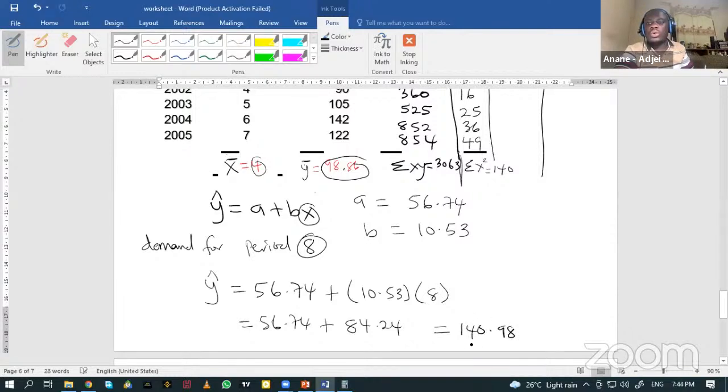So any period that you are asked to calculate its demand, if it is period 9, all you need to do is just substitute 9 here. If it is period 10, all you need to do is just substitute 10 here, and you get the answer for the various periods.